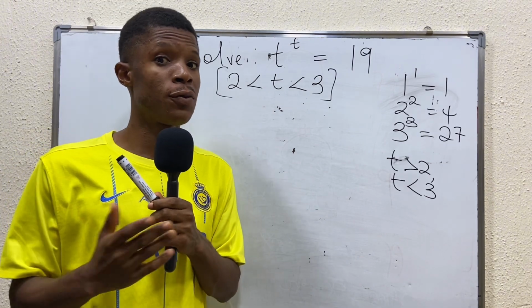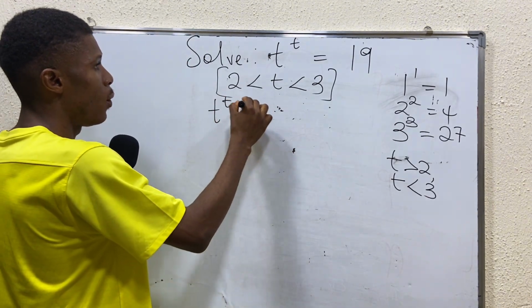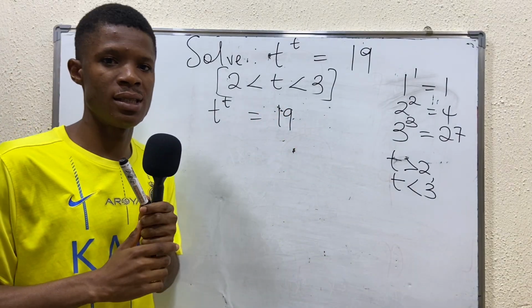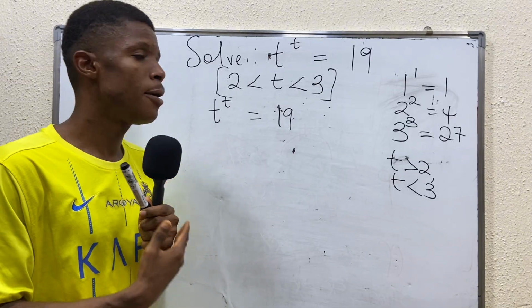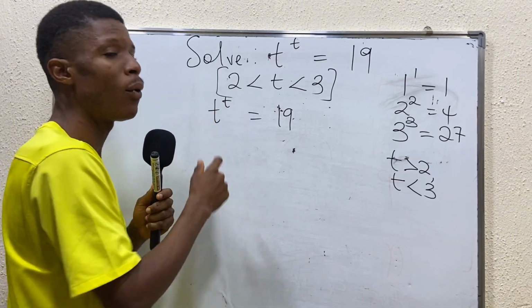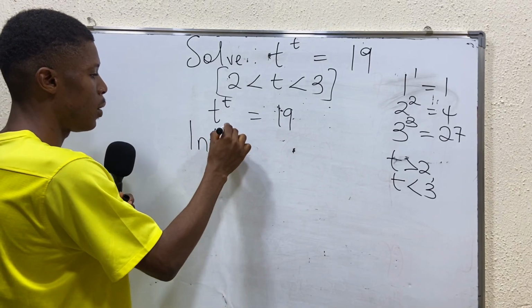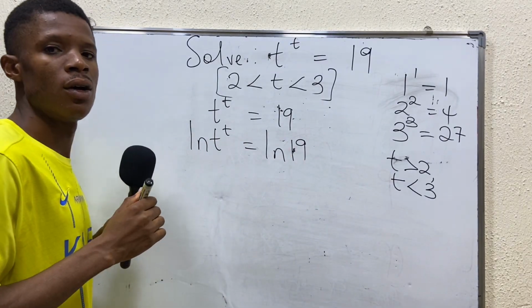So for us to look for t, what do we do? Well, first of all, we have that t to the power t is 19. So the first thing we do is take the ln of both sides, so that we can bring the power down first. So if you take the ln, t to the power t equals ln 19.